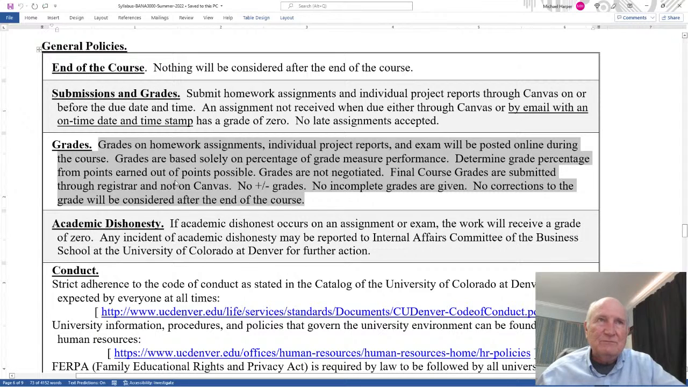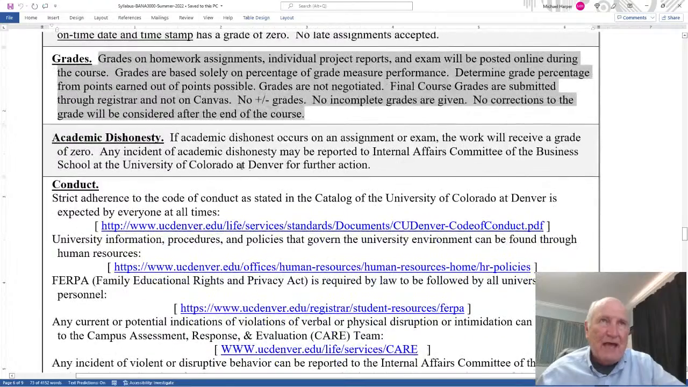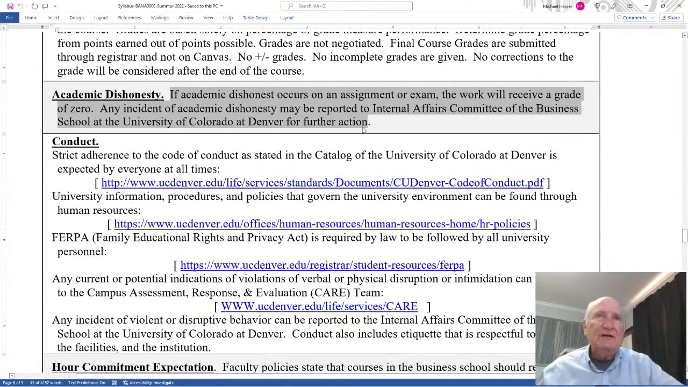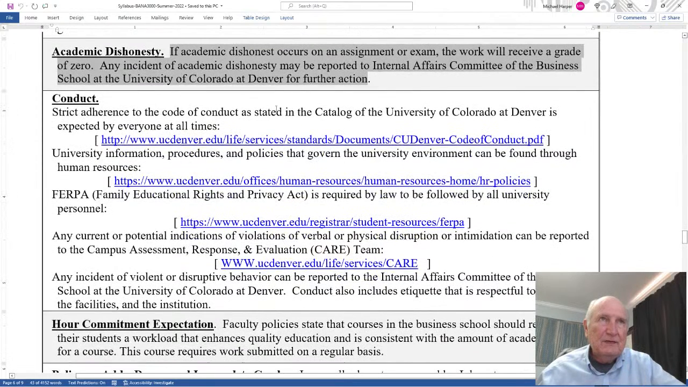Final course grades are submitted through the registrar, not on Canvas. No plus-minus grades. No incomplete grades are given. No corrections to the grade will be considered after the end of the course. Academic dishonesty. I've already mentioned this. If it does occur, I'll report it. Conduct. This conduct is important.